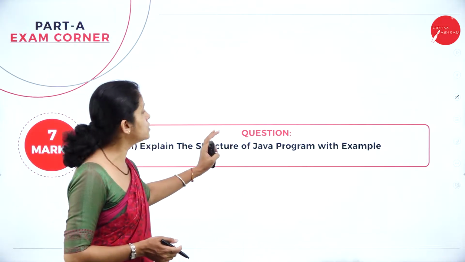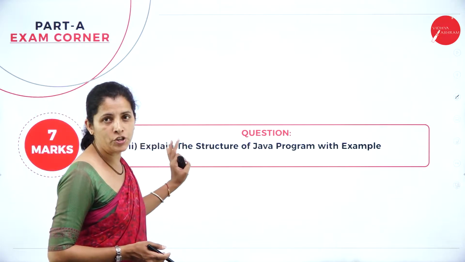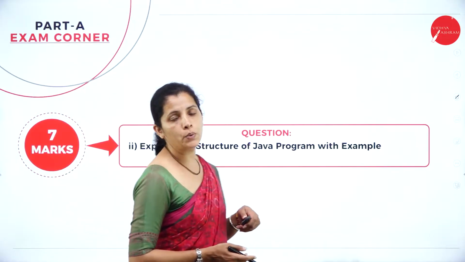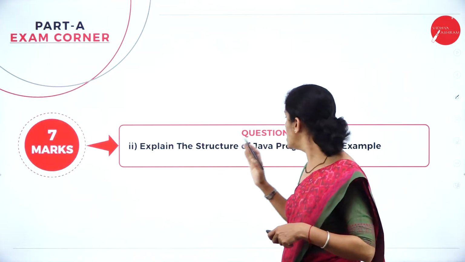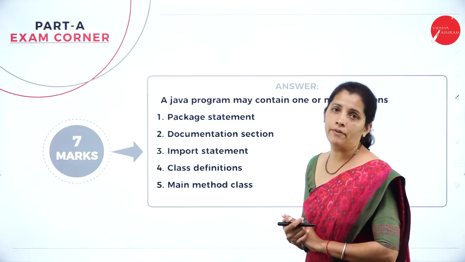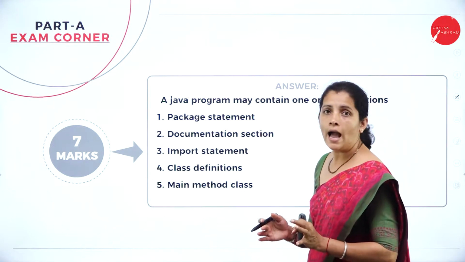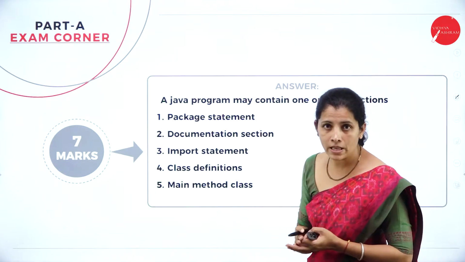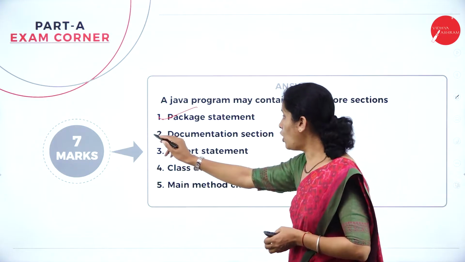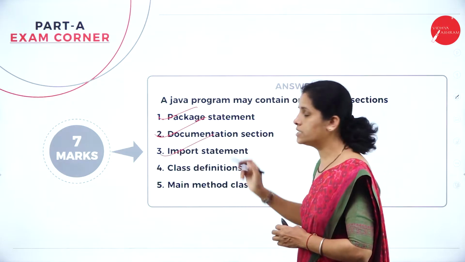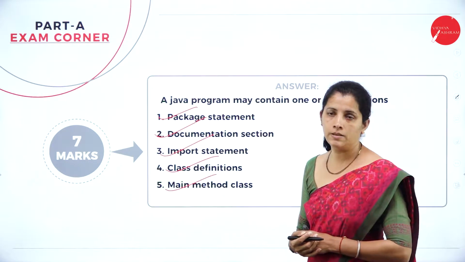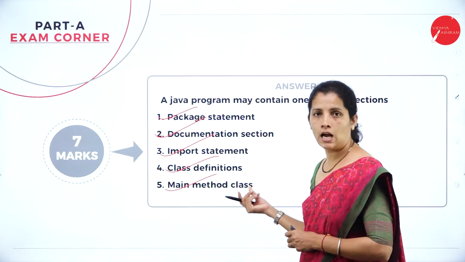So dear student, this is also a very important question and you can expect this question for your final exam. So what is the question? Explain the structure of Java program with example. Now dear student, if I consider a Java program, I have to write the programming structure. So at the beginning, I'm going to have package statement, documentation section, import statement, class definitions, as well as method. That is nothing but the main method classes.